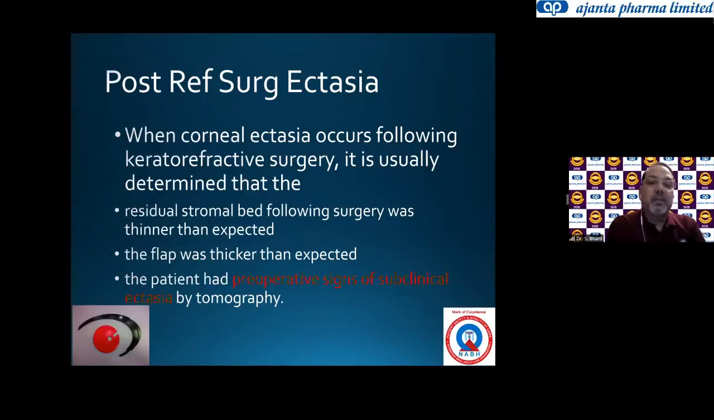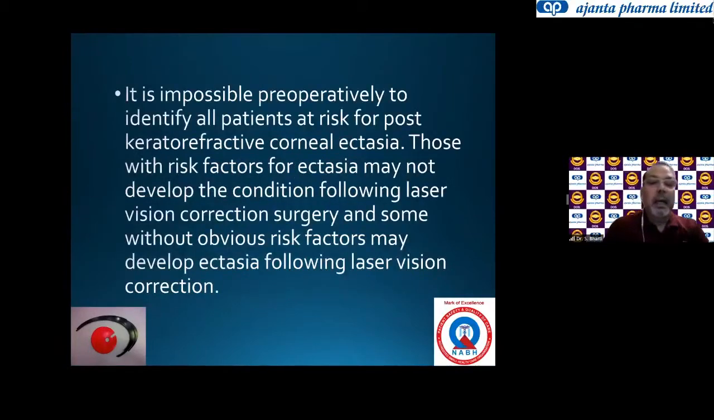But post-refractive surgery is the thing which has caused so much interest, because we started doing refractive surgery. We found that some of the patients will go into a situation where there is visual loss, and that is where corneal ectasia came into much more importance and has created a lot of interest in the last, say, 10 to 15 years. So basically, post-refractive surgery is when the residual stromal bed is thin or the flap was thicker. And the most important fact is that there are preoperative signs of subclinical ectasia by tomography which were missed. This is the most important factor which I feel should be taken into account.